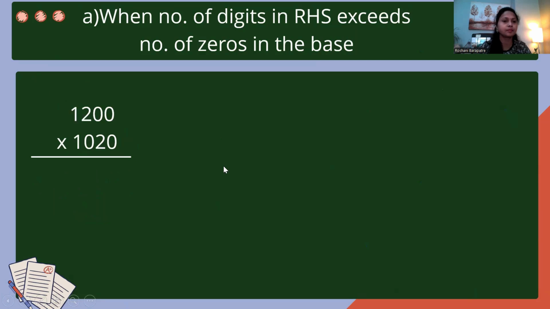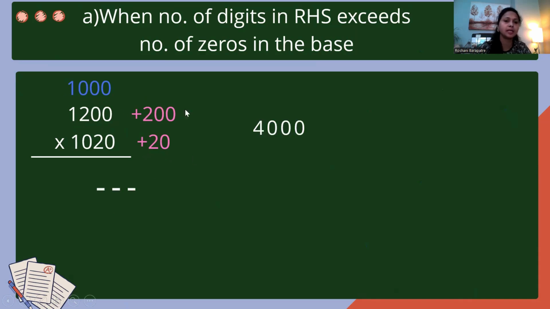Okay, let's do this. The base is 1000. Then find the difference. Here 200 and 20, plus. Then check the number of zeros: 3. Places will be 3 and the multiplication is 4000. Now 3 places are here. These will be occupied by 0, 0, 0: unit place, tens place and hundred place. Now this is the 1000 place. This will be the carryover.